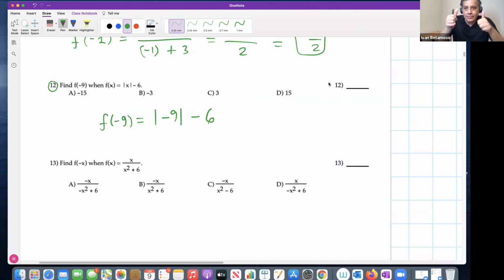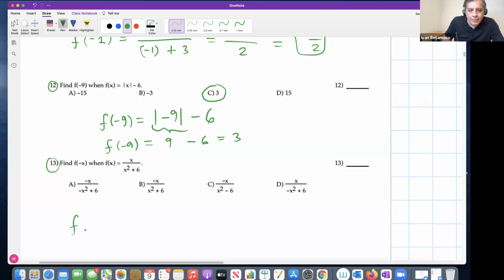Savannah, very good. Lucero, also good. Excellent, guys, right? Excellent. Yeah, so this is going to be just 9. Absolute value takes care of the signs, right? Outputs just the value. 9, and this is -6. 9 minus 6, just 3, right? 3. Great, excellent. Try number 13 now.